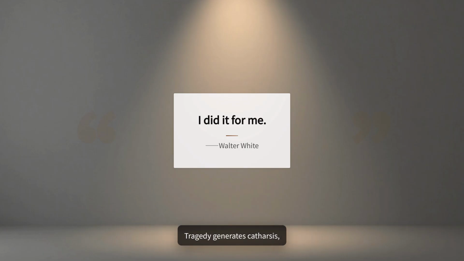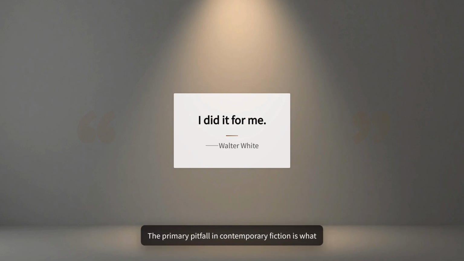Tragedy generates catharsis, an emotional release and clarification in the reader. This is the specific payoff the plot type is designed to deliver. The primary pitfall in contemporary fiction is what might be called the half-tragedy, the protagonist who is partly redeemed at the close. That resolution often satisfies no one because it completes neither the tragic structure nor a redemptive one.